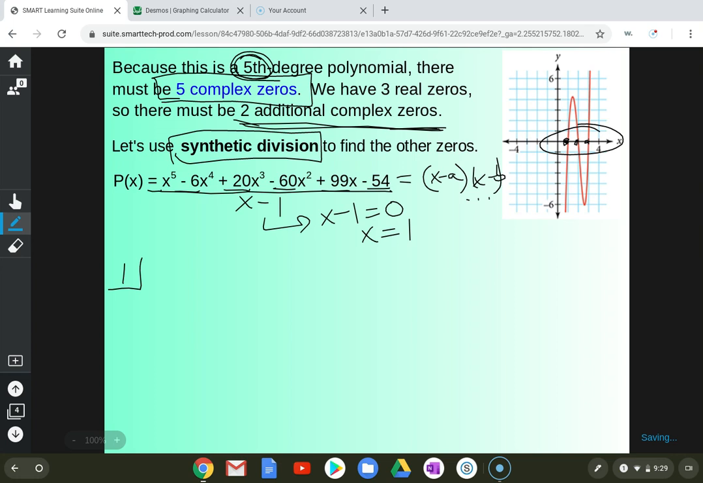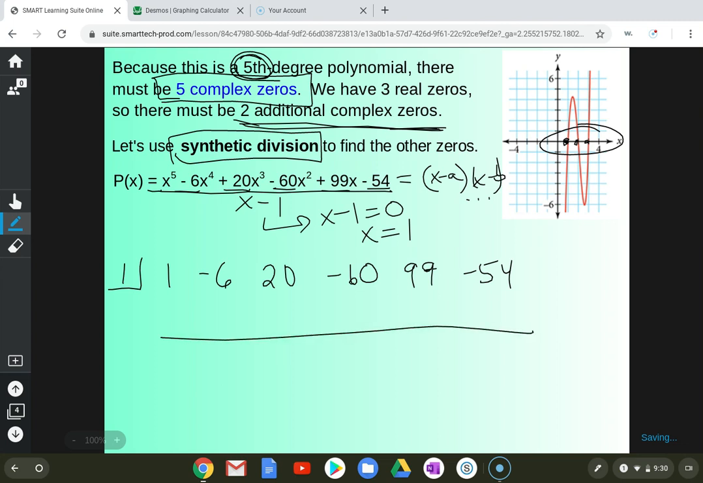So our x to the fifth coefficient is 1. Then our x to the fourth coefficient is -6. X cubed coefficient is 20. Then -60. Then 99. Finally, -54. We're going to leave a little space and we're going to draw a line.